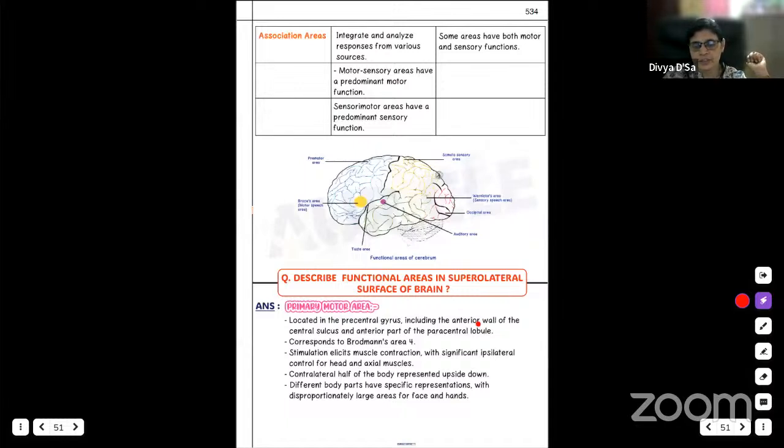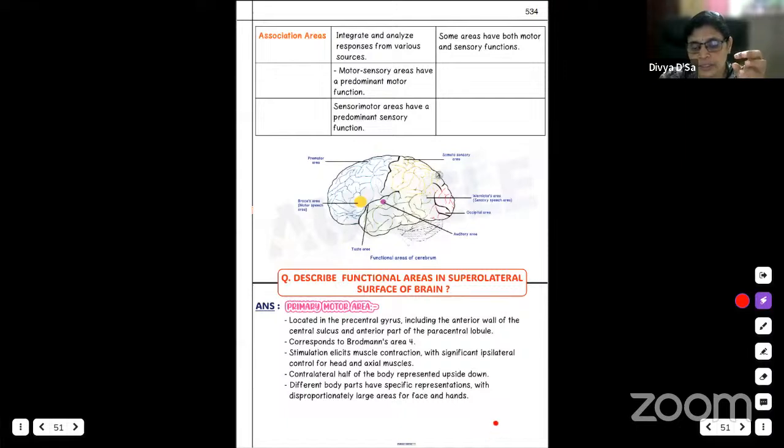Now, functional areas in the superolateral surface of the brain. We divide it into the frontal lobe, the parietal lobe, the occipital, and the temporal. So what are the functional areas there? First is the primary motor area. Now we are talking about the frontal lobe here. It is situated in the precentral gyrus, in front of the central sulcus. It is Brodmann's area number 4.